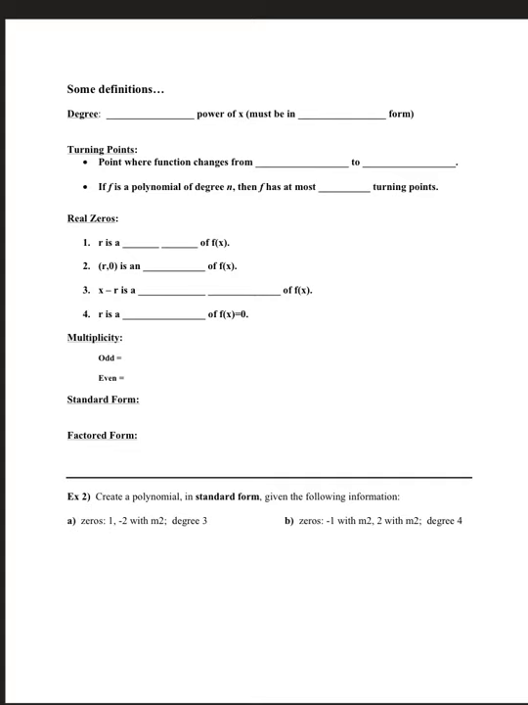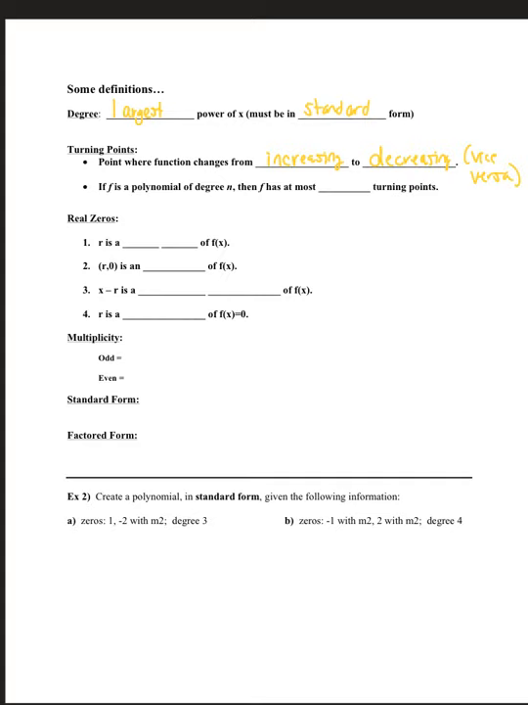Okay, getting back to some basic definitions. We mentioned before that the degree of a polynomial function refers to the largest power of x, and that it must be in standard form. So we saw one example where we had to multiply it out to get it into standard form. Turning points refer to the points where the function changes from increasing to decreasing, or vice versa. So basically, a turning point is any point where it's going to change directions.